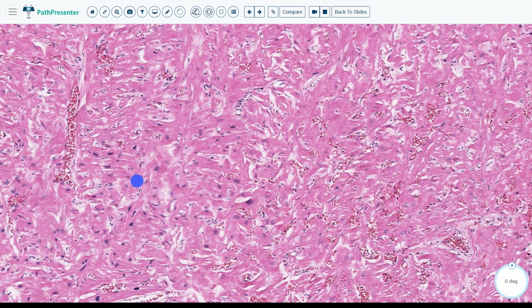You can also see there is an irregular branching pattern. This can be kind of hard to appreciate, but if you look at this slide as a whole, the branching appears to be more irregular when compared to the normal heart. This, of course, is the appearance of hypertrophic cardiomyopathy.